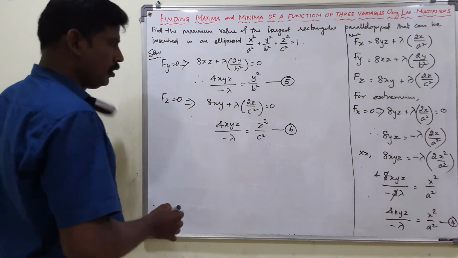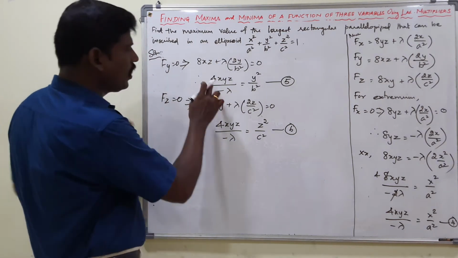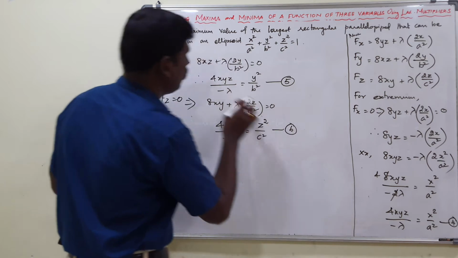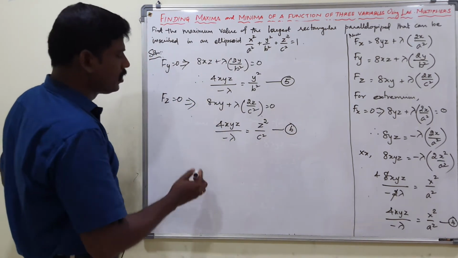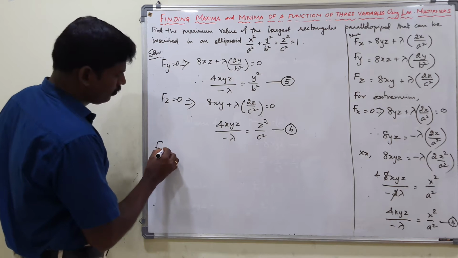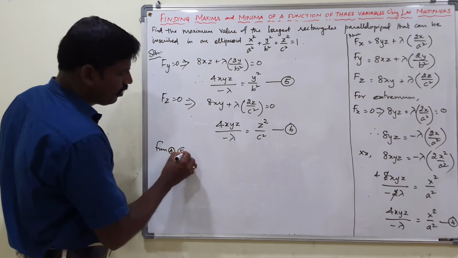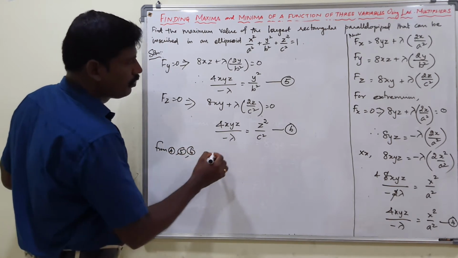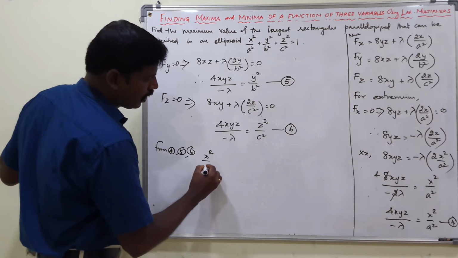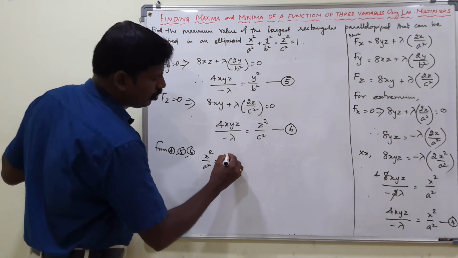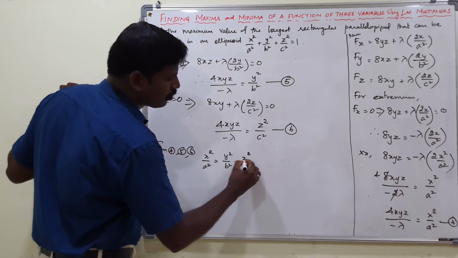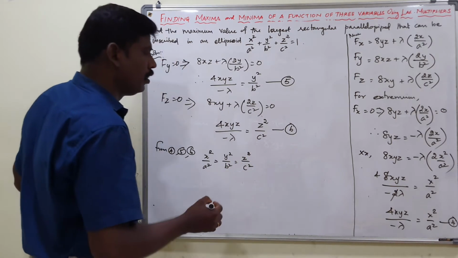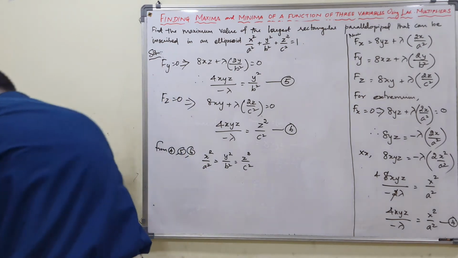Okay, right? Look at the left hand side of 4, 5, 6, all are equal. Therefore, the right hand side is also equal from 4, 5 and 6. What you will get is x square by a square equal to y square by b square equal to z square by c square. Okay, all the ratios are equal.